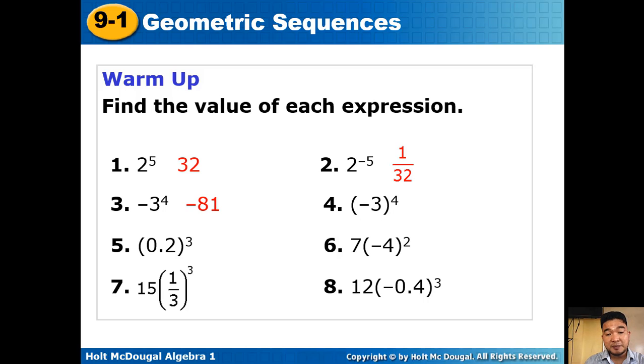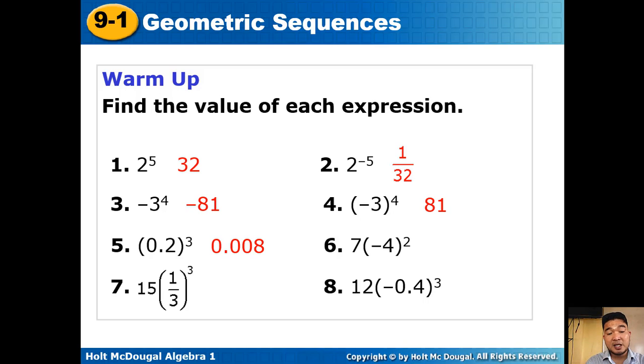For number 4, the quantity of negative 3 raised to 4, that's the difference, is equal to positive 81 because the whole negative 3, even the sign, is being raised to 4. And negative times negative times negative times negative is equal to positive. Number 5, 0.2 raised to 3 is equal to 0.008.